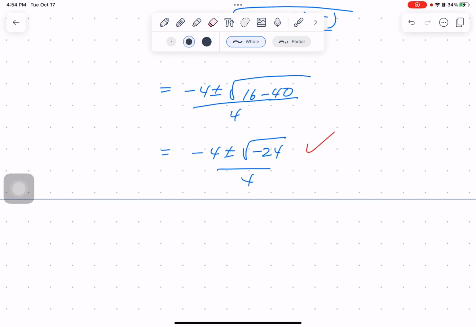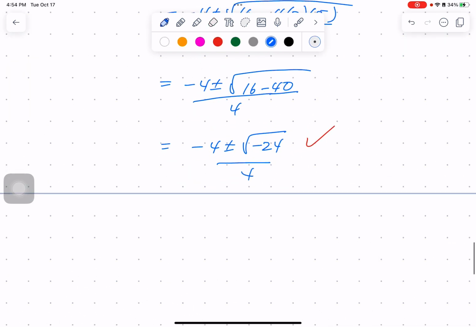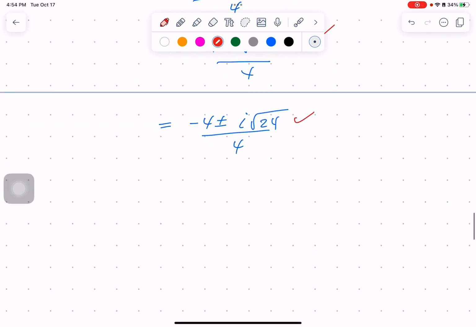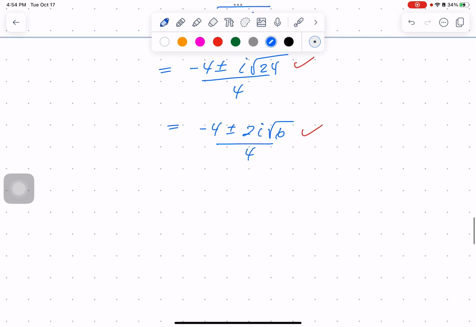Okay, so now what? Now, this is exciting. Aren't you excited? I'm excited. Negative 4 plus or minus. I'm going to take the negative out. It comes out as an i. That's worth a mark. 24 is 6 times 4, so I'm going to take the 4 out as a 2. That's worth a mark.